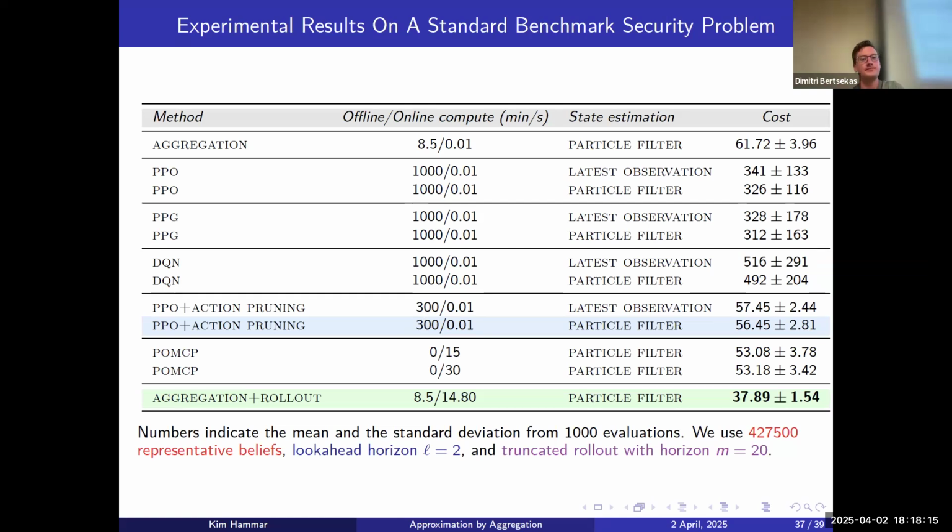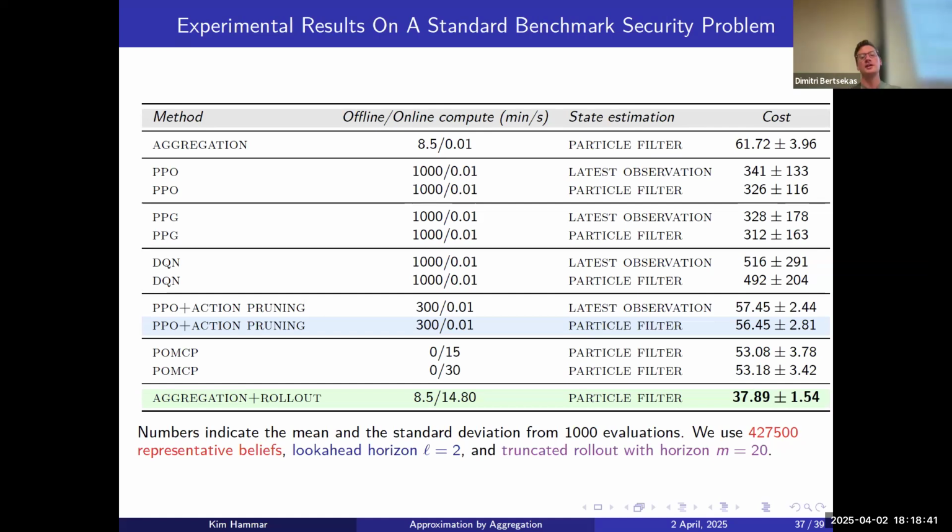Can you explain a little bit further the aggregation method? Like, aggregation solves a lower dimension problem, and how does that work? Do you use one step ahead for that? So what exactly does the aggregation method mean here?